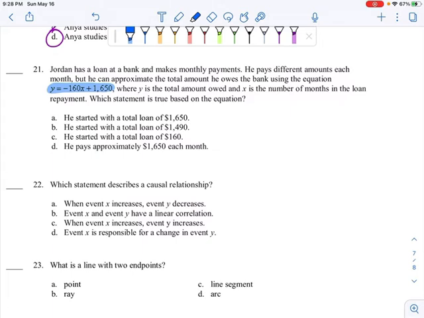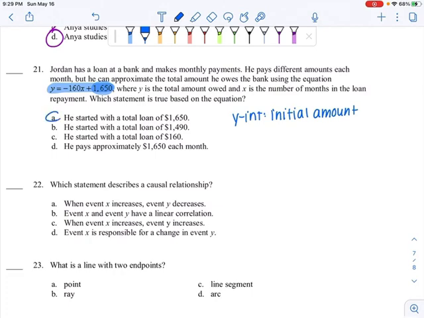Okay, so this is telling me that this 1,650, that is that initial amount. So our y-intercept here represents that initial amount, okay? So we started with a total loan of 1,650. Boom. Right off the bat, got it.